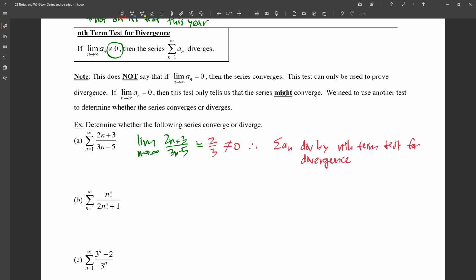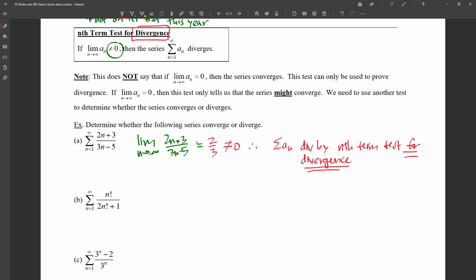Now what's super important here is you add this phrase at the end: for divergence. The nth term test for divergence only tells you if it diverges. You would never use the nth term test and say that something converges, and that's what students do a lot. Students will say, oh, well, this is equal to 0, so therefore the opposite is true, this series must converge by the nth term test for divergence. No, that's not allowed. The nth term test for divergence is only a divergence test. It never tells you if something converges.